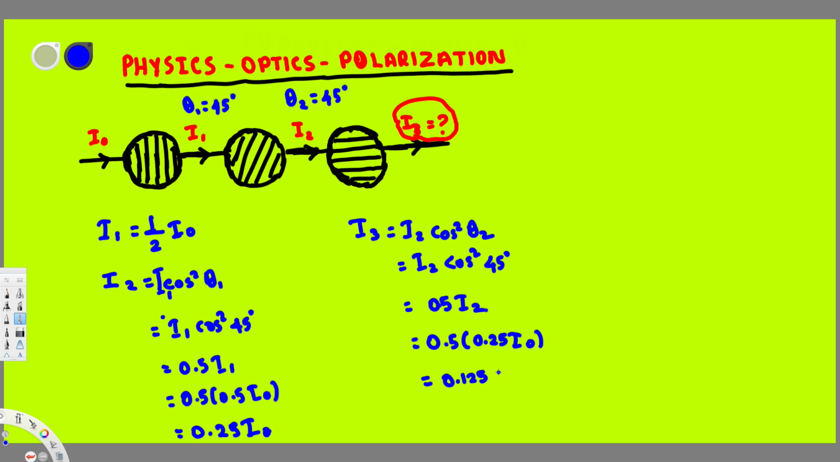0.125 I naught. And if you want to give this in percentage, all you have to do is multiply this one by 100, and if you multiply you will get 12.5 percent of I naught. So the third intensity is going to be 12.5 percent of the initial intensity, and that's how we do this kind of problems.